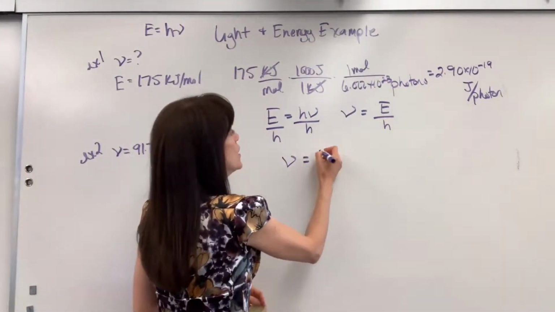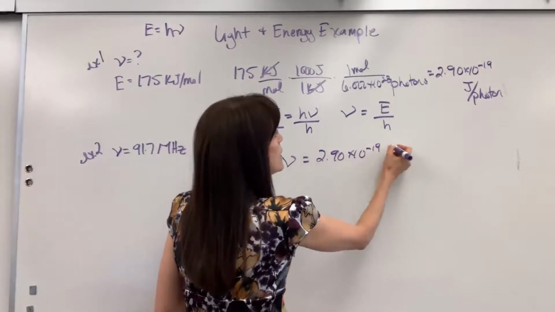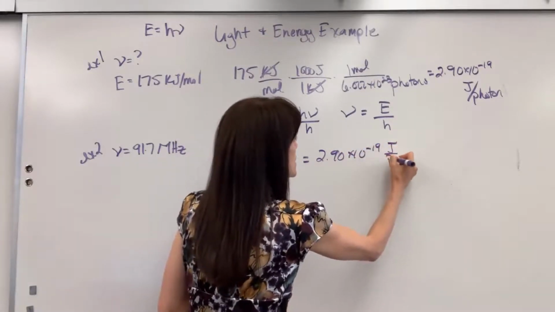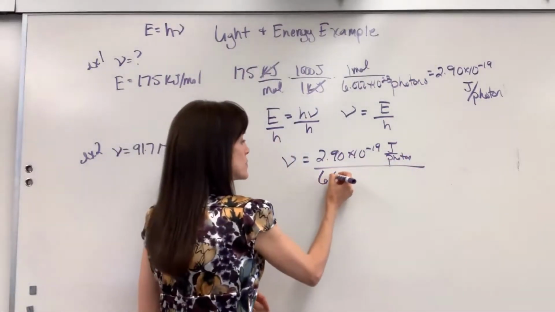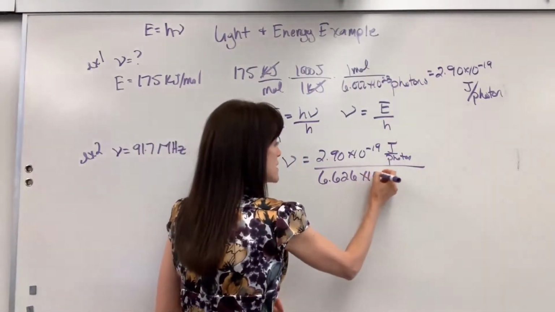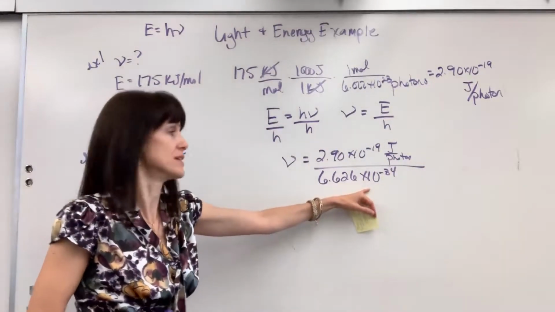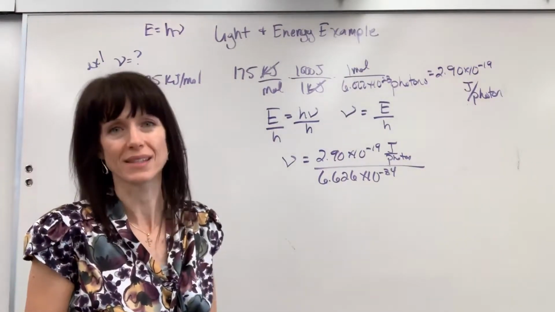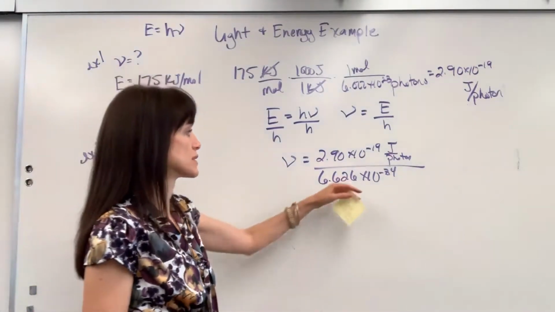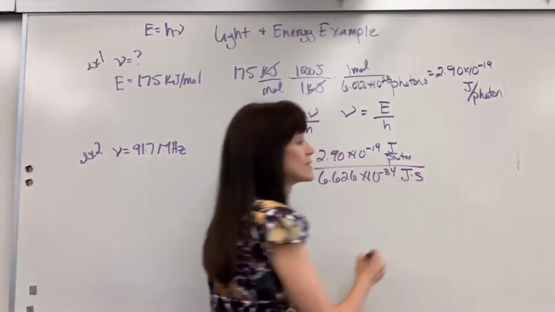Frequency will be 2.90 times 10 to the minus 19 joules per photon divided by Planck's constant, 6.626 times 10 to the negative 34. You will be given that on your AP reference. And if you're in college, you're not sure if your professor will give it to you, ask them. They usually do. They usually don't expect you to have that memorized. And remember, this is joules times second.